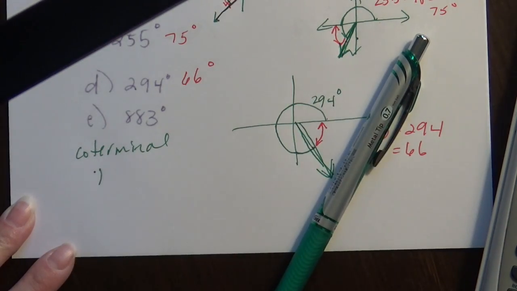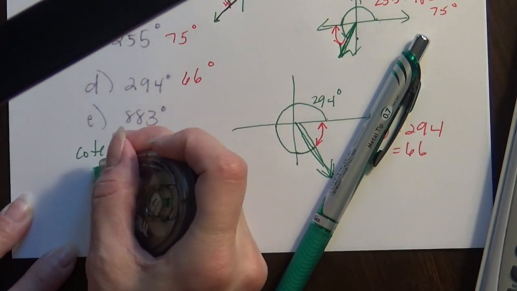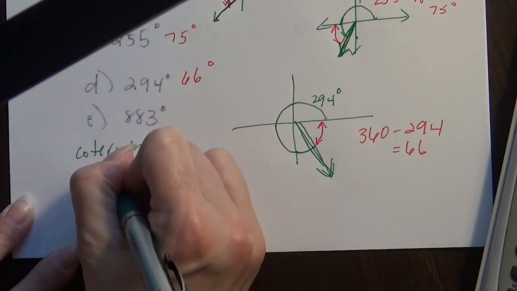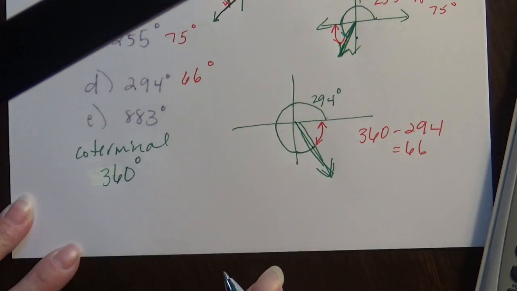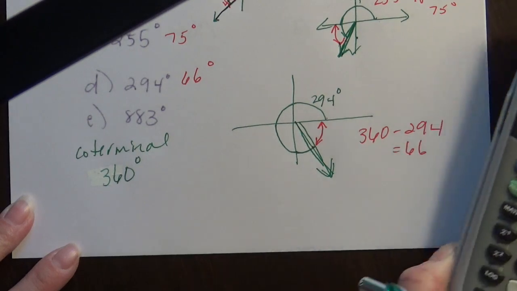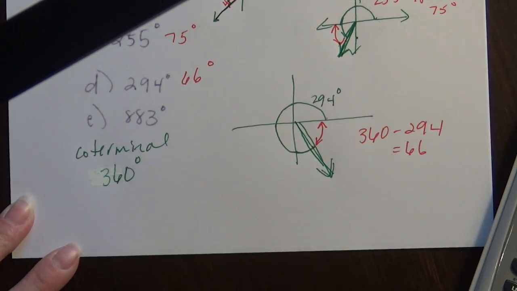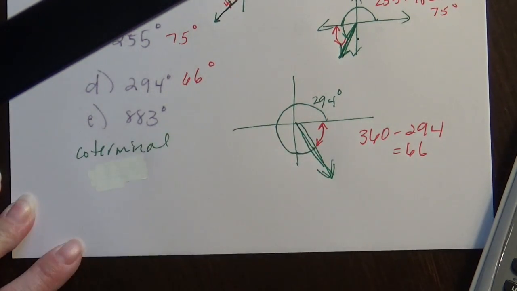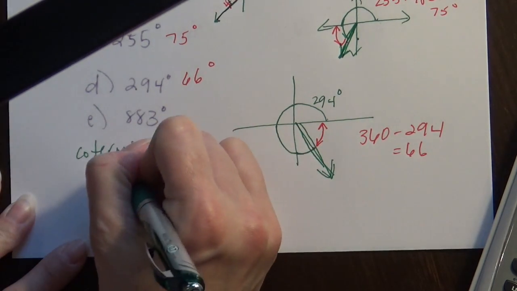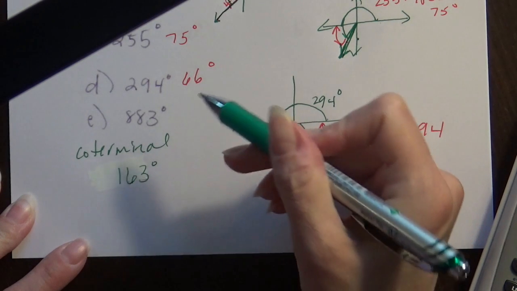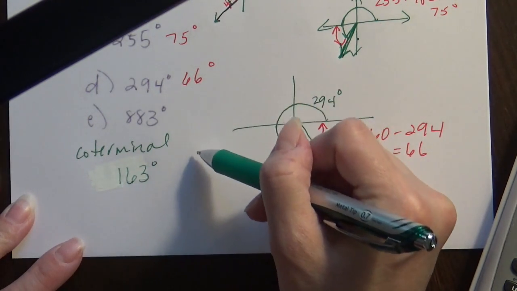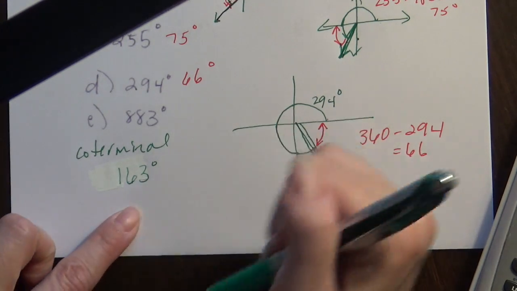Oops, that's not right. I'm sorry. It left me with 163 degrees. So all I did was I said 883 minus 360 and minus 360 a second time, and I got 163 for my coterminal angle.